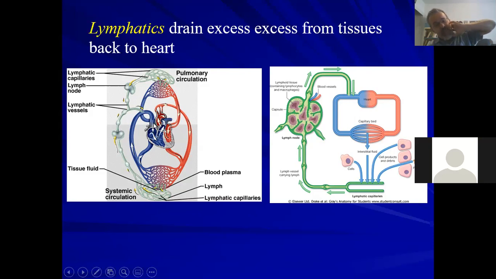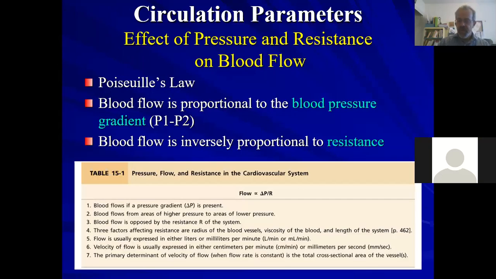Now, if there's an issue with the lymphatics, there's a condition called lymphedema, where there might be an inflammation or some sort of malfunction of the lymphatics. This can also result in swelling of the legs, and that can be very painful and difficult for people who have it. All right, so that takes us through the different types of blood vessels as far as structure and general function.